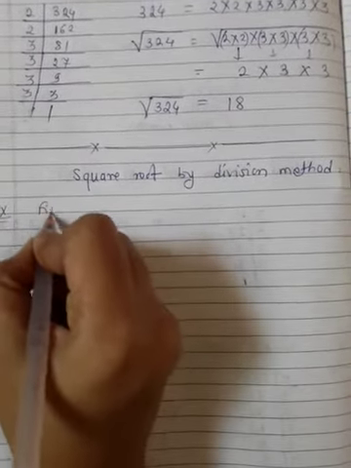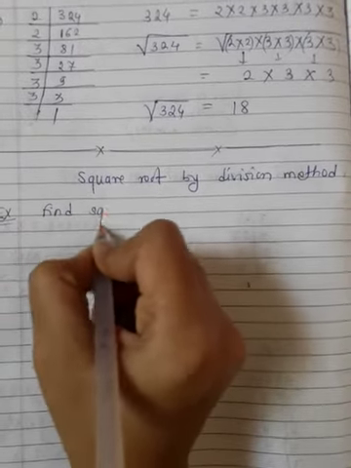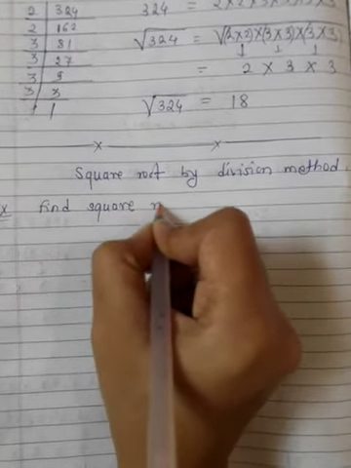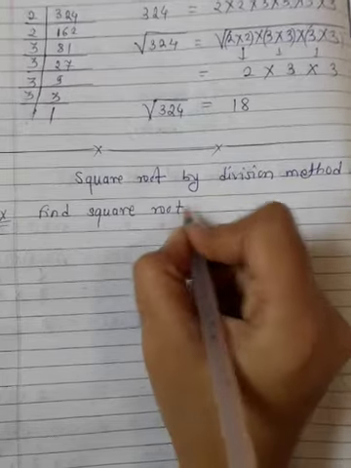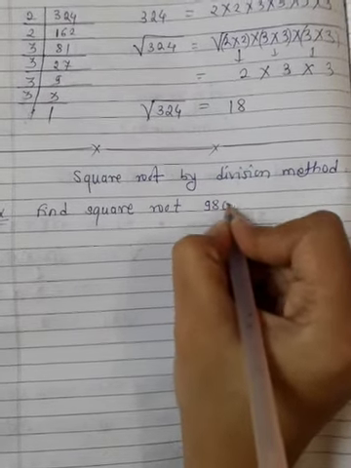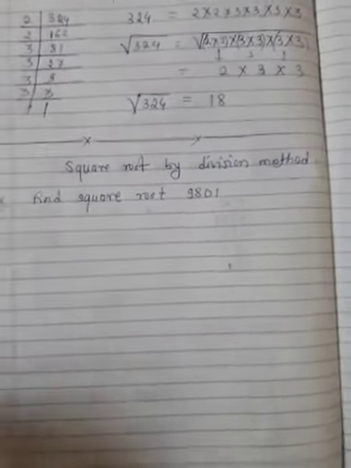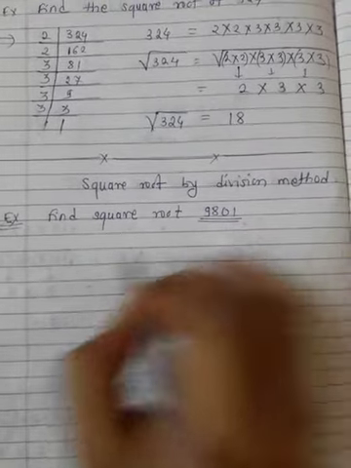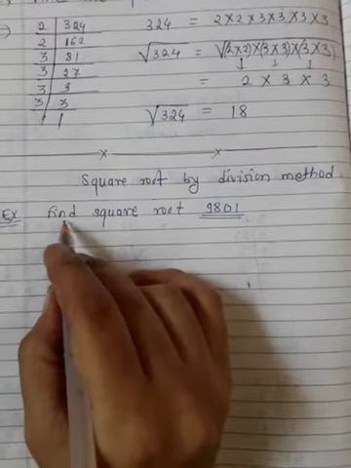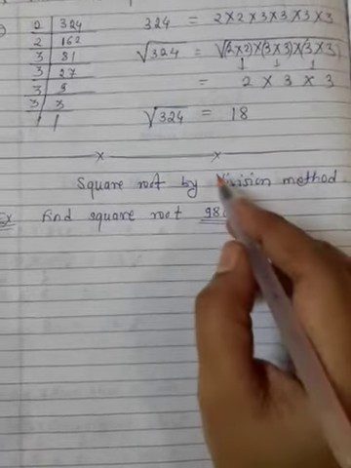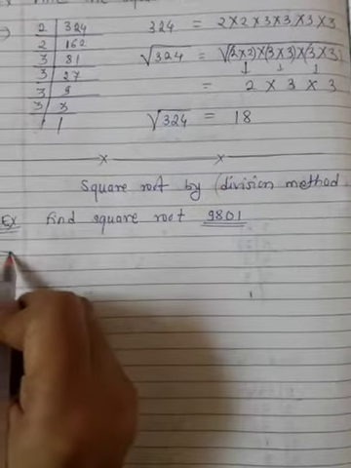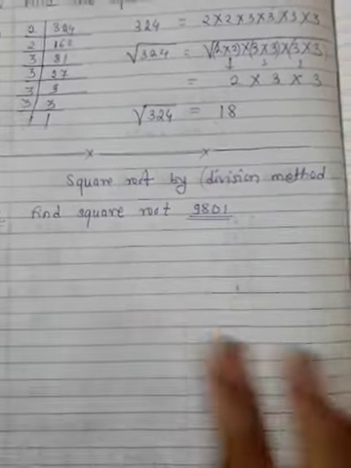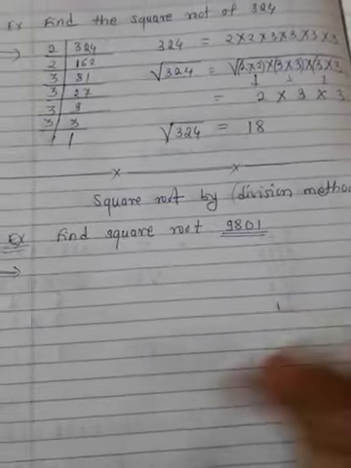Now see, if we have to find the square root of which number? See, the square root of 9801. Okay, so see, this is a large number. Now how to find the square root of such a large number? So there is the division method. There are many steps in the division method, but they are easy steps.